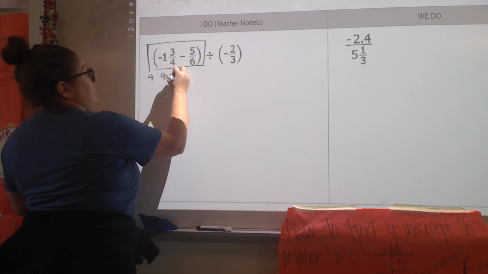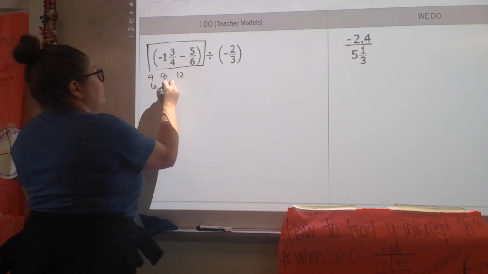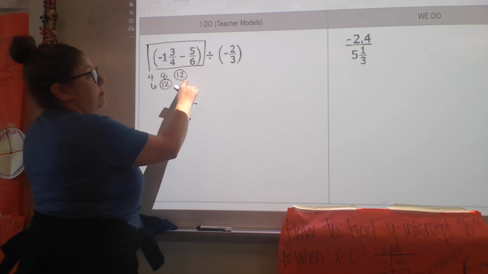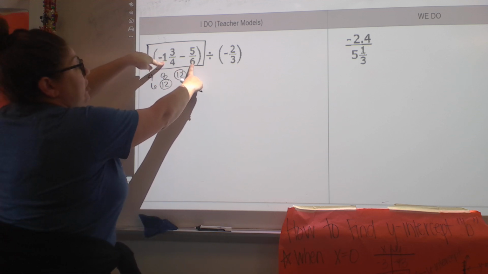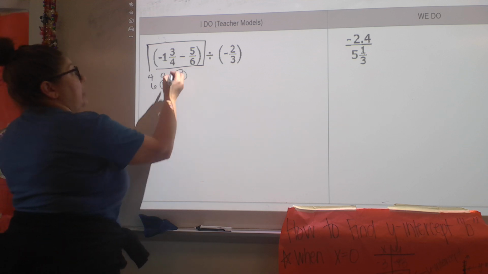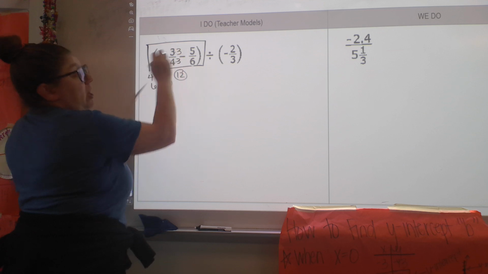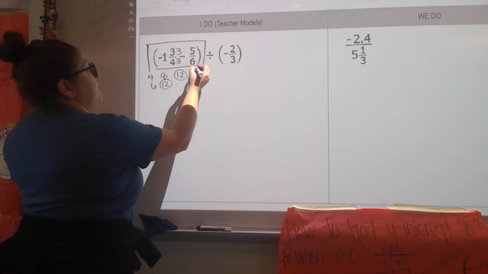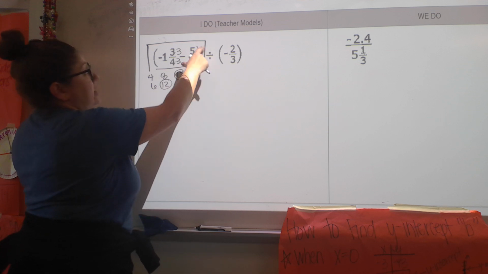So if I put my factors for 4 and I put my factors for 6, they both have a common number. So before I even start solving this, I want to have common denominators. So I'm going to multiply by 3 because 4 times 3 gives me 12. Whatever I do to the bottom, I've got to do to the top. I'm going to do 6 times 2, and that's going to give me 12. Whatever I do to the bottom, I've got to do to the top.